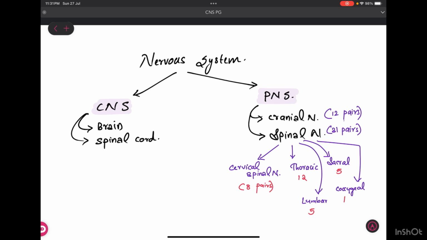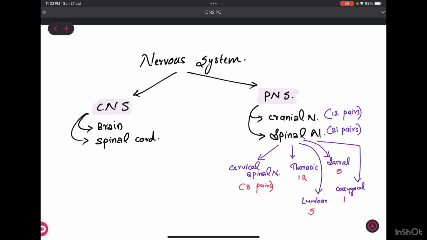From the spinal cord, certain nerves are coming out, right, which are included in the peripheral nervous system, which includes the cranial nerves and the spinal nerves. Cranial nerves, we have 12 pairs of cranial nerves and 31 pairs of spinal nerves. And cranial nerves, we will come to later. Coming to the spinal nerves, they are again classified into cervical, thoracic, lumbar, sacral, and coccygeal spinal nerves.